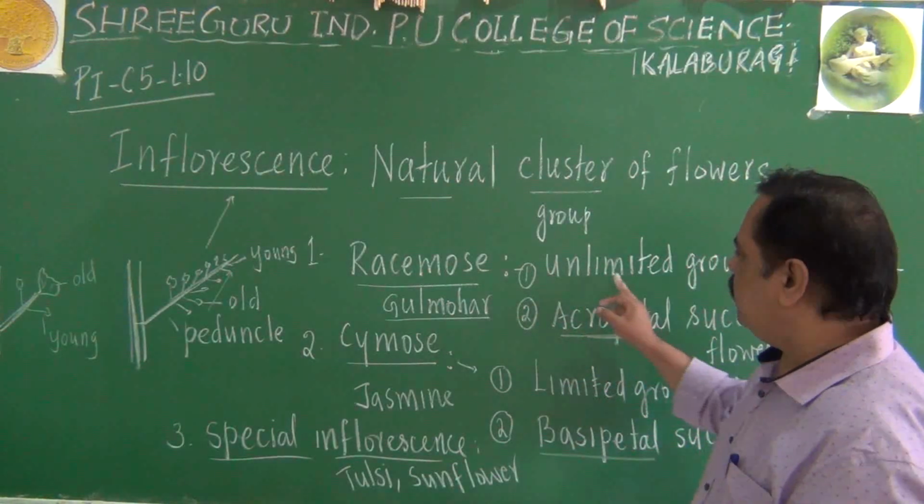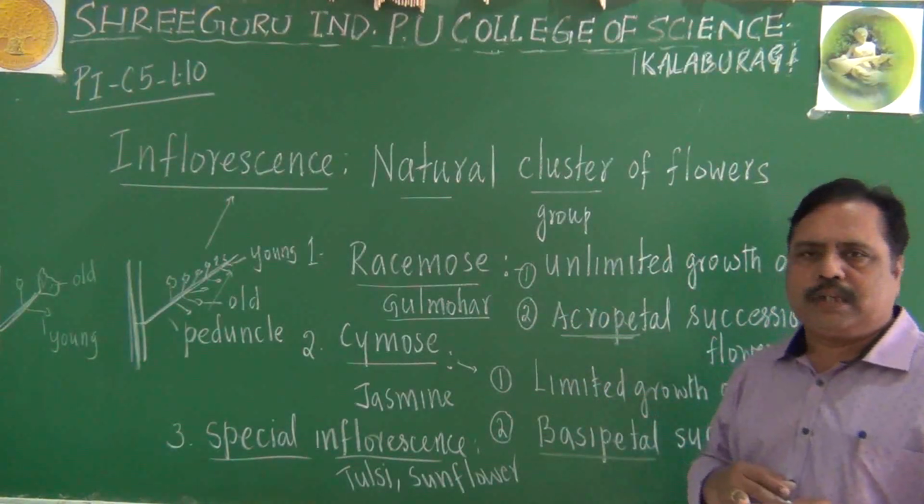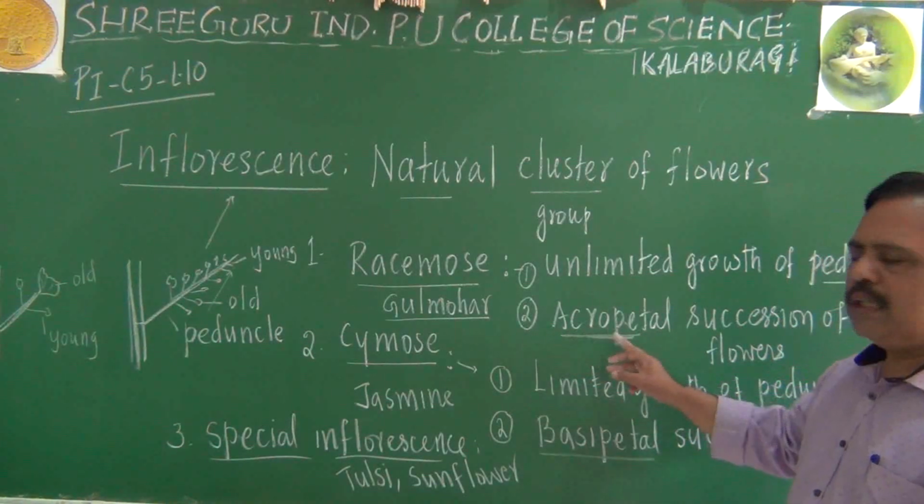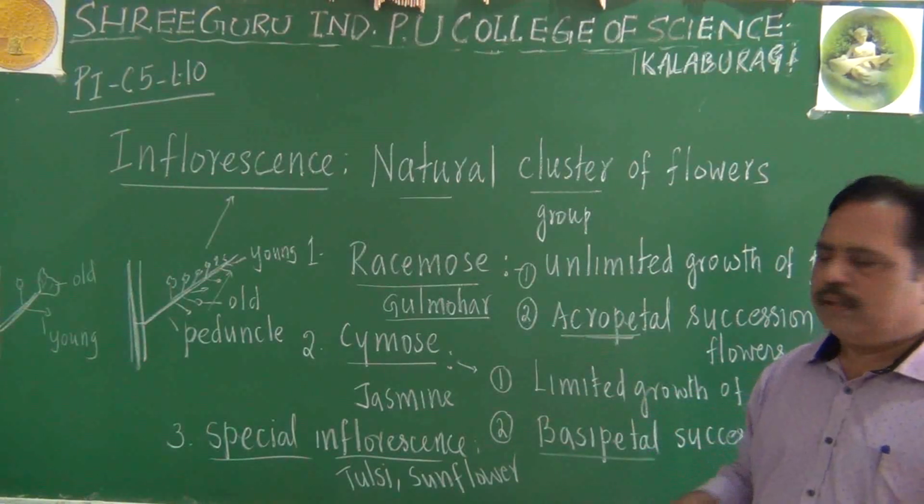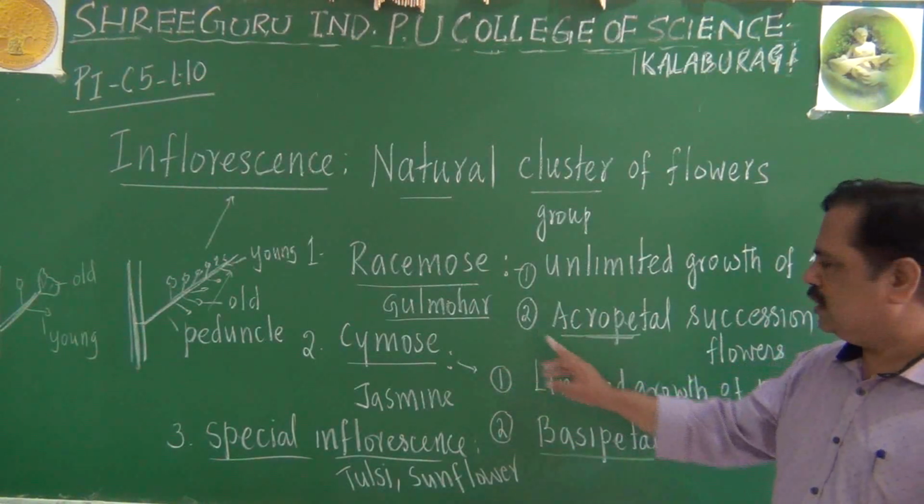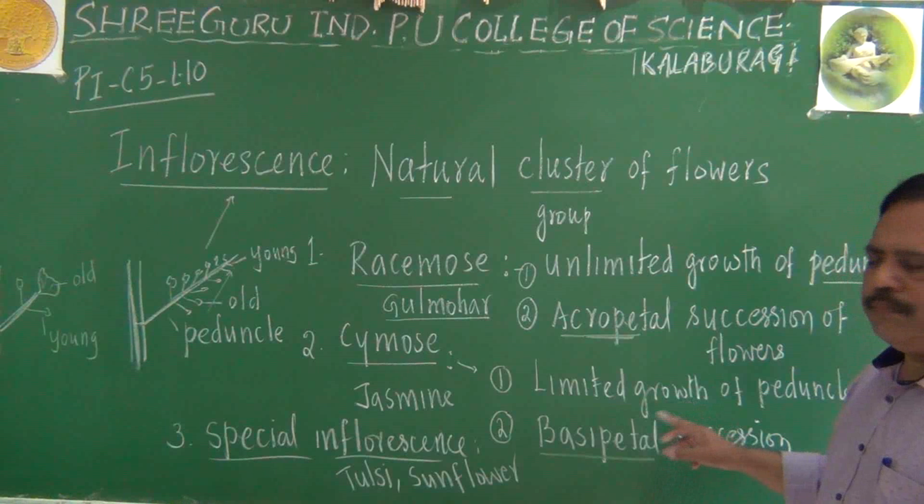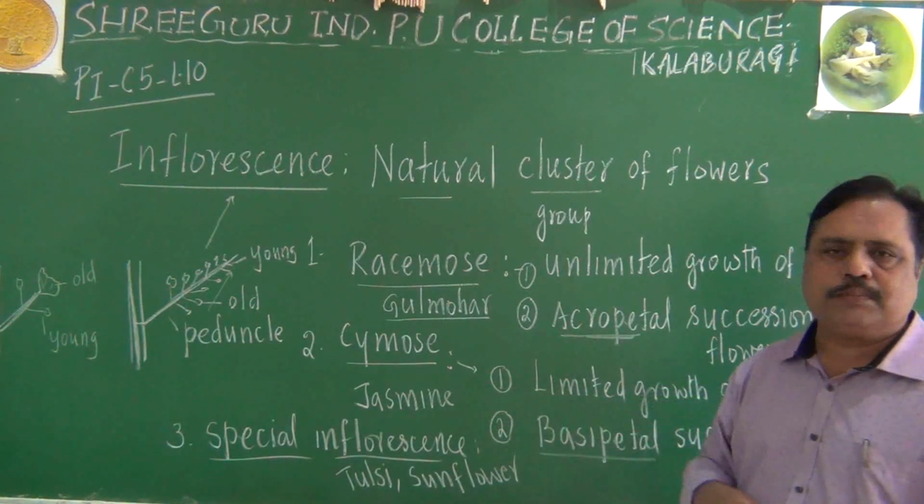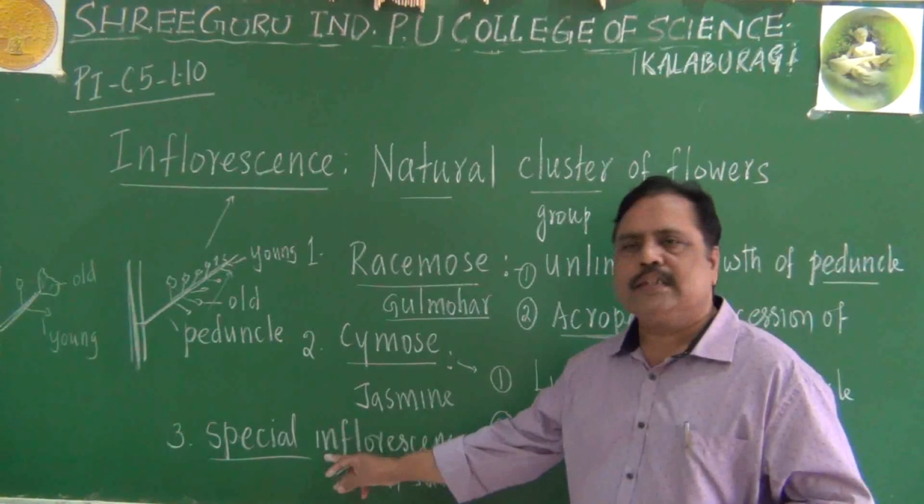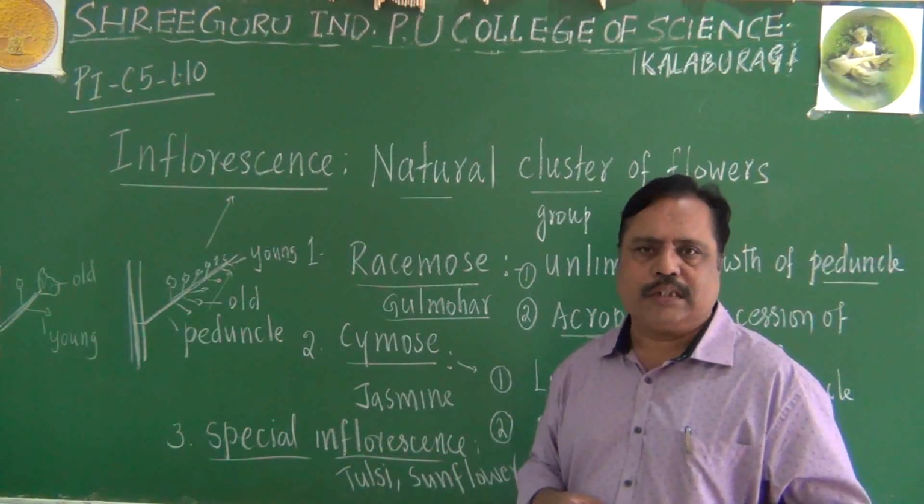In racemose inflorescence, there is unlimited growth of peduncle. In acropetal succession, flowers are arranged. Example, gulmohar. In cymose inflorescence, there is limited growth of peduncle, and basipetal succession of arrangement. Example, jasmine. The third category is called special inflorescence.